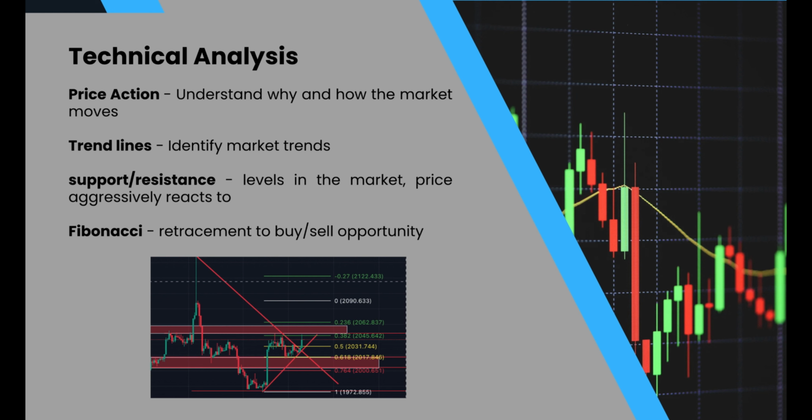Support and resistance are levels in the market where price aggressively reacts. I want to see those psychological levels where price is either consolidated in between or breaking out of. With certain price action confirmations, we can take certain trades. Also, Fibonacci to measure retracements and see if there's any buy or sell opportunities depending off the zones that they are at. I use all these four as confluences, and if they're all in my favor, that is when I execute my trade.